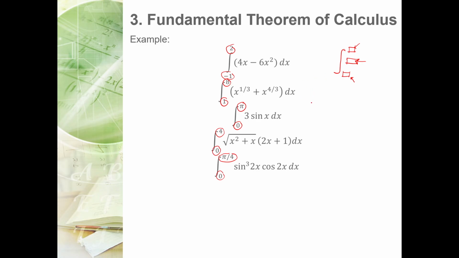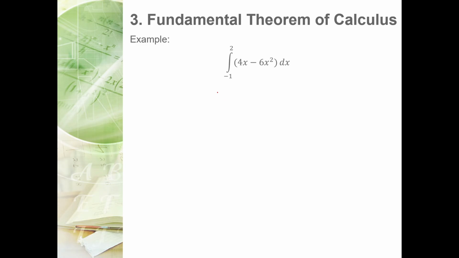Okay, so let's start with number 1. So again, the first step is to always integrate your equation. So this one is super simple, so we can just integrate immediately. So 4x is 4 times x squared all over 2, and then minus 6 times x cubed all over 3.